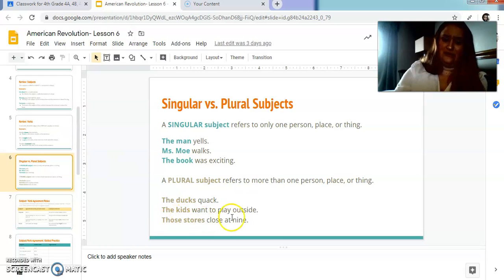Those stores close at 9. Stores obviously has an S on it, right? So that's more than one. Remember, sometimes plural nouns won't have S's on them, so you got to be careful and make sure you read carefully. But remember, plural, more than one, singular, one.